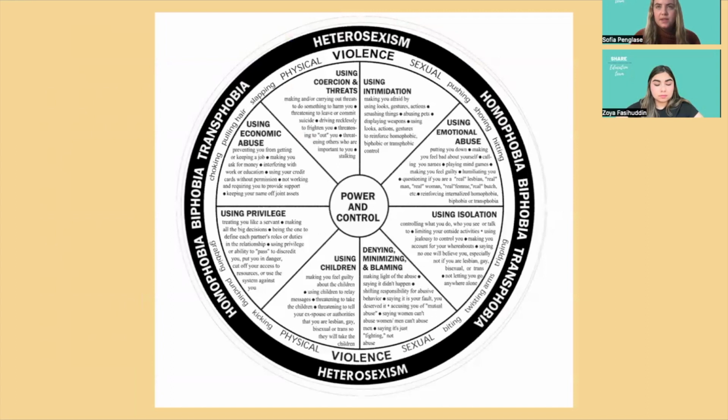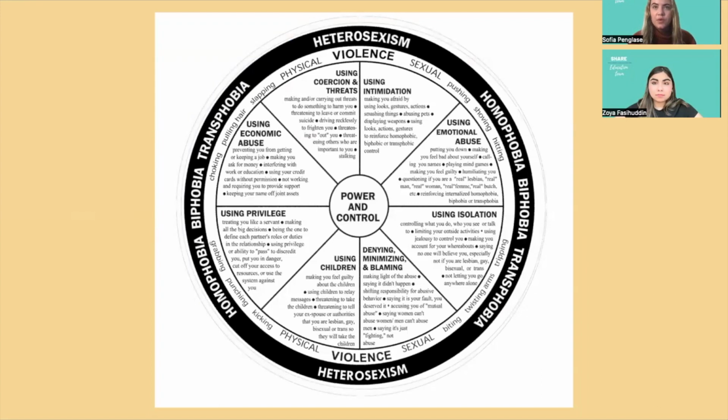We may also want to consider how unhealthy and abusive behaviors may look both similar and different in LGBTQ plus relationships. This power and control wheel helps us to think of different ways abuse might look in LGBTQ relationships. For example, denying, minimizing, and blaming abuse on the survivor is a form of abuse in many relationships. However, this might look different in LGBTQ plus relationships. For instance, a partner might say that it's mutual abuse, or women can't abuse women, or men can't abuse men.